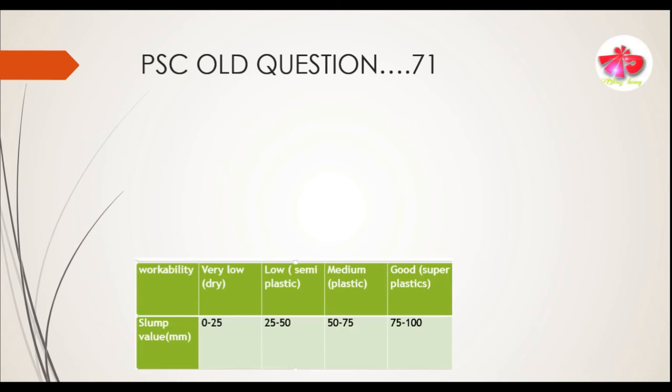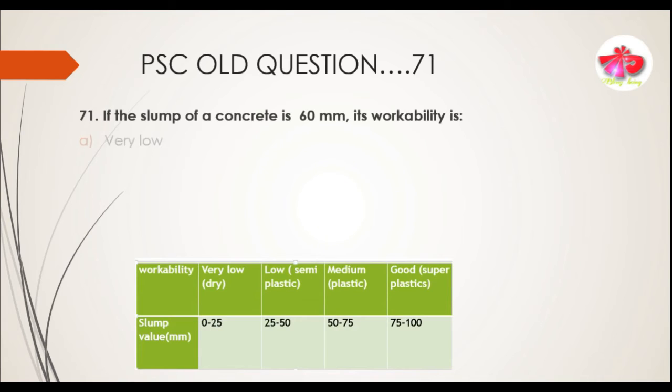Question number 71. If the slump of the concrete is 60 mm, its workability is what? Option A, very low, option B, very high, option C, medium, and option D, high.